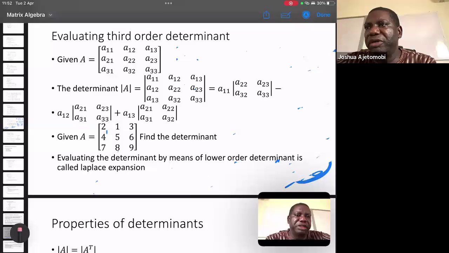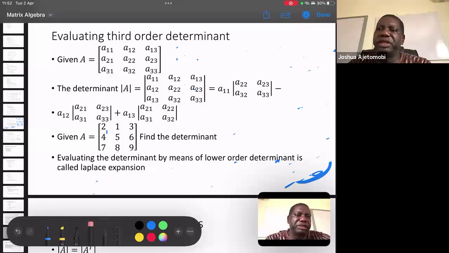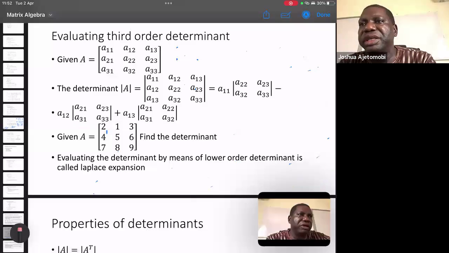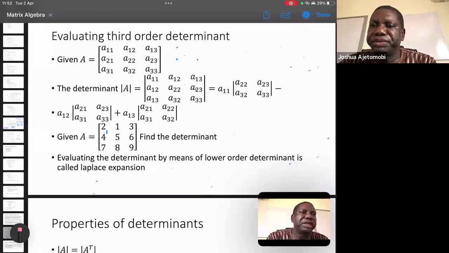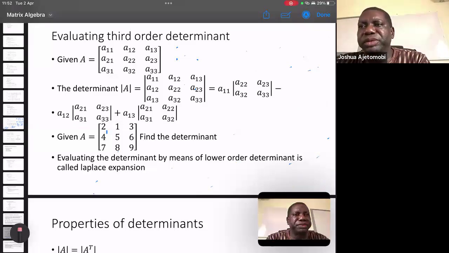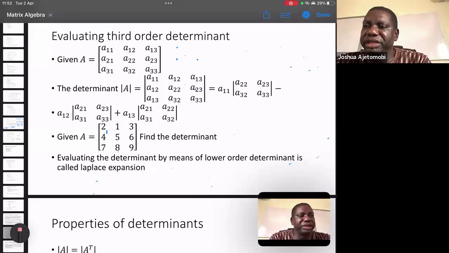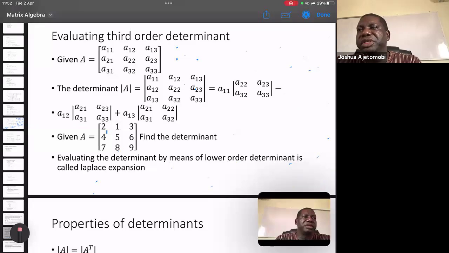To end the class, hopefully we'll continue from there. In the next class, we'll be looking at matrix inversion. Then we'll be considering Cramer's rule. And if we can still extend it a little bit, then we look at the application, because the application is always the last aspect of the class.